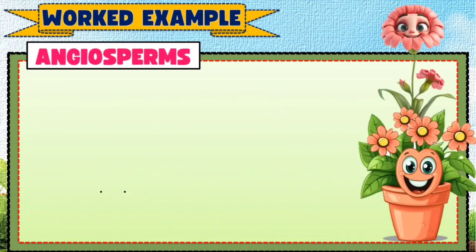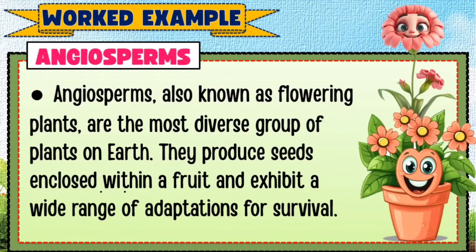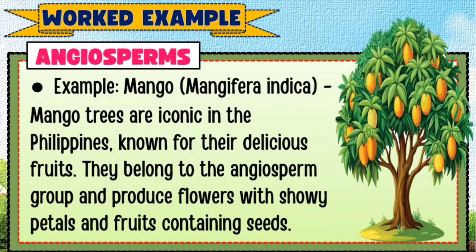Angiosperms. Angiosperms, also known as flowering plants, are the most diverse group of plants on Earth. They produce seeds enclosed within a fruit and exhibit a wide range of adaptations for survival. Example, mango. Its scientific name is Mangifera indica. Mango trees are iconic in the Philippines, known for their delicious fruits. They belong to the Angiosperms group and produce flowers with showy petals and fruits containing seeds.